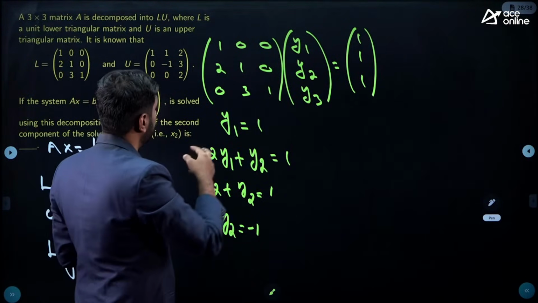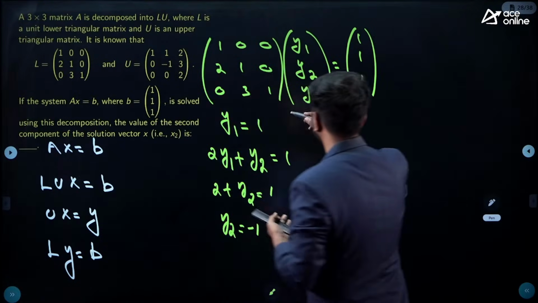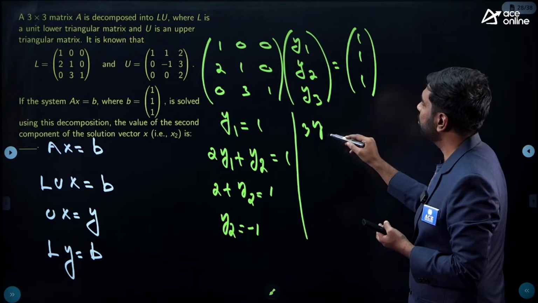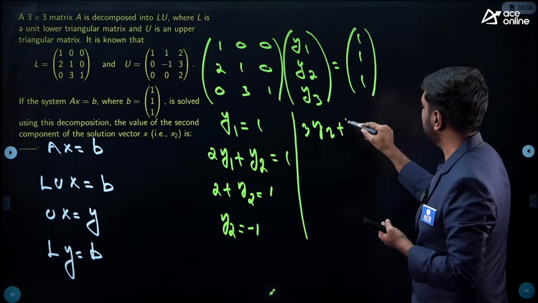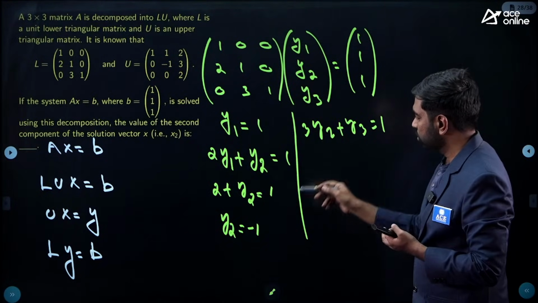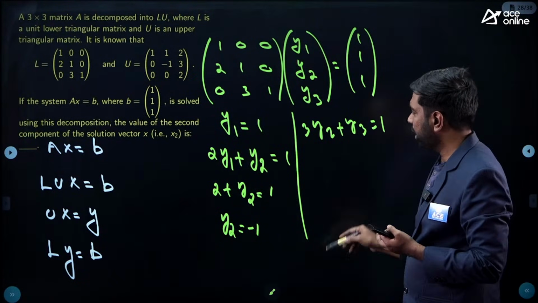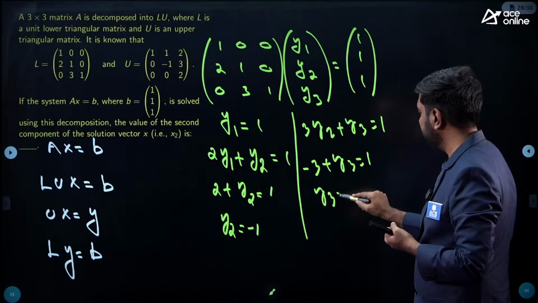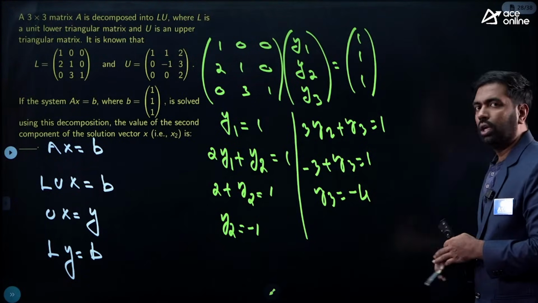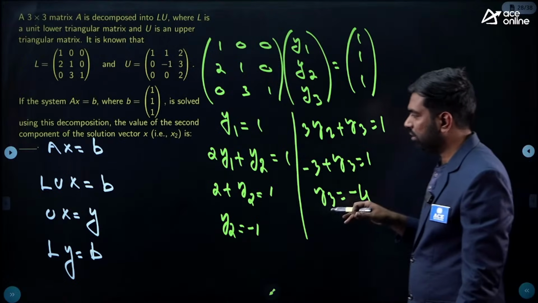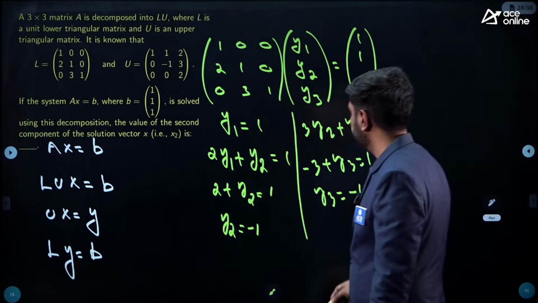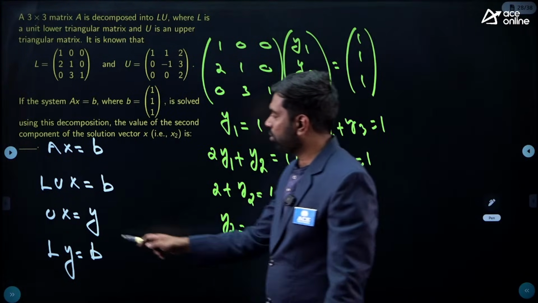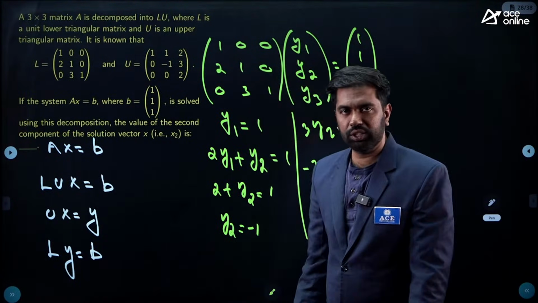With y1, y2 you can get y3. How do you get it? Take this row, multiply with this. This will be like 3y2 plus y3 equal to 1. So just now you got y2 value. So this is minus 3 plus y3 equal to 1. So what's the value of y3? It is minus 4. So this way we have solved. We got y, which is 1, minus 1, minus 4. With the help of y, now you try to solve Ux equal to y, the system Ux equal to y.